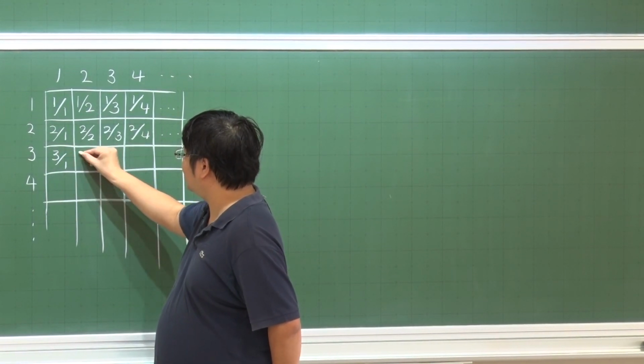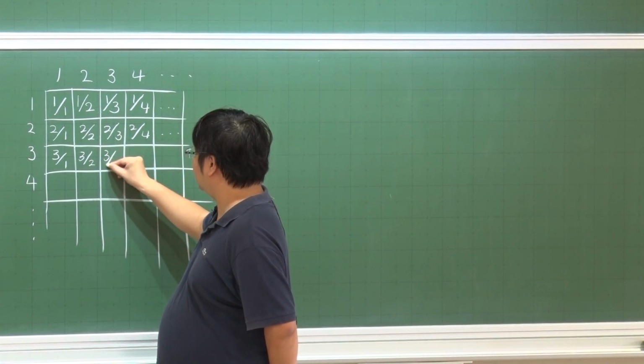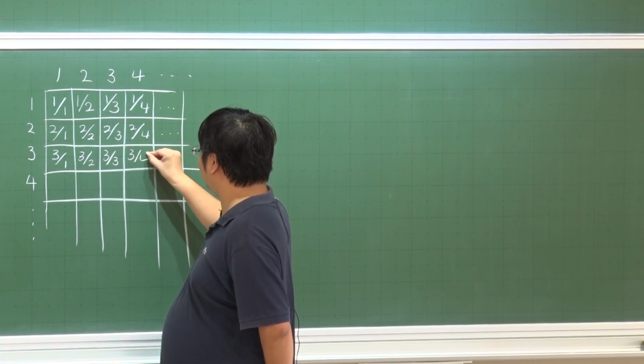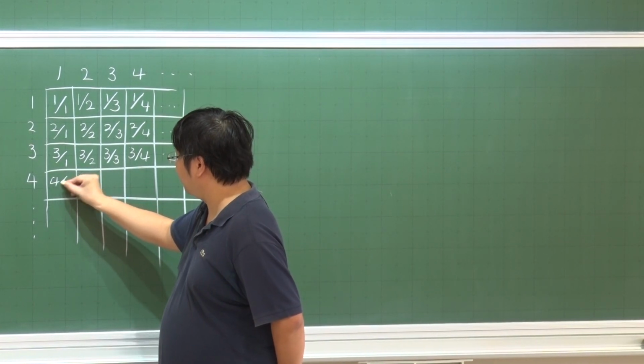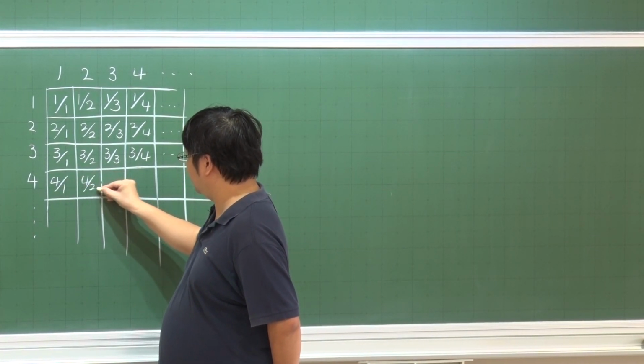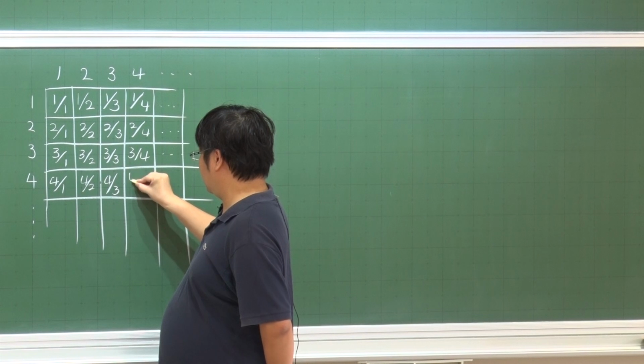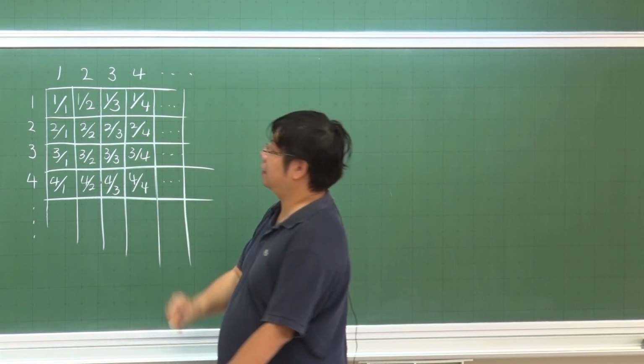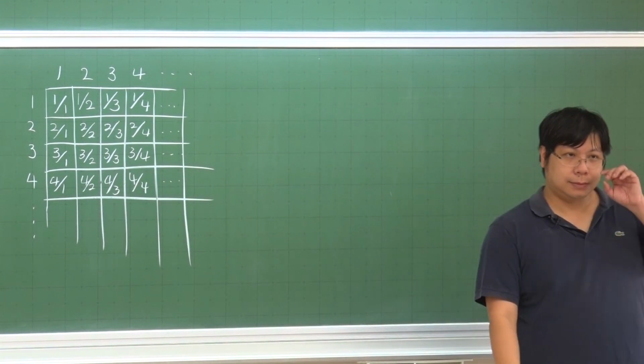3 over 1, 3 over 2, 3 over 3, 3 over 4, and so on. 4 over 1, 4 over 2, and so on. Is that okay?